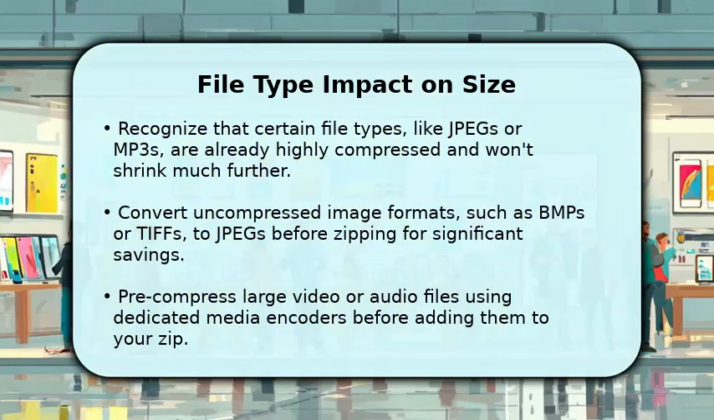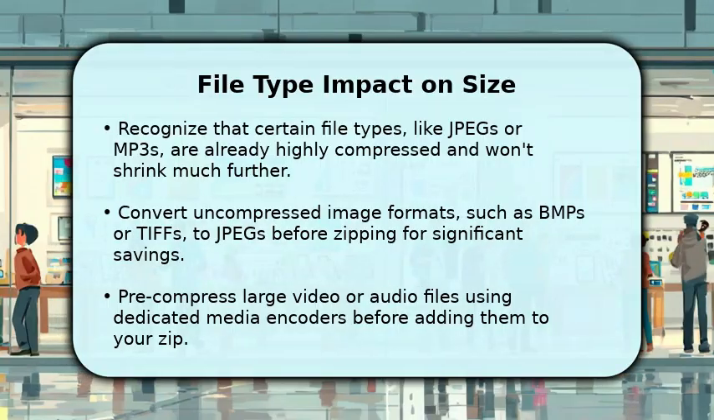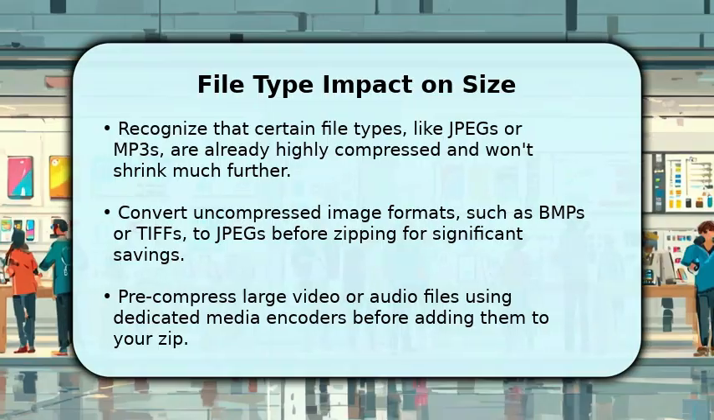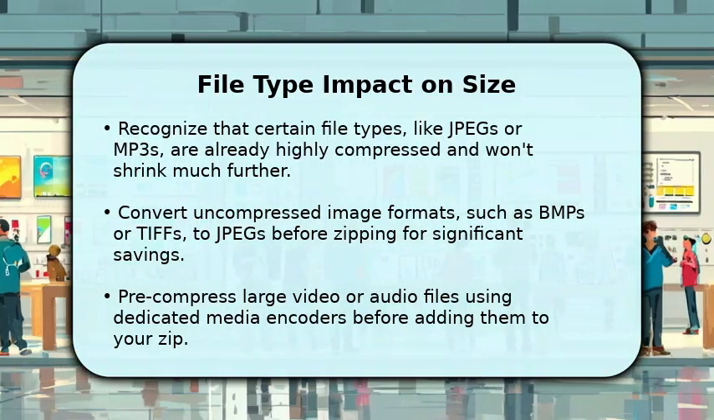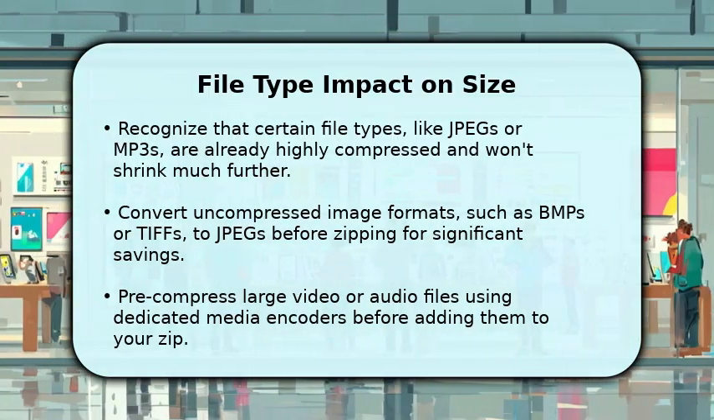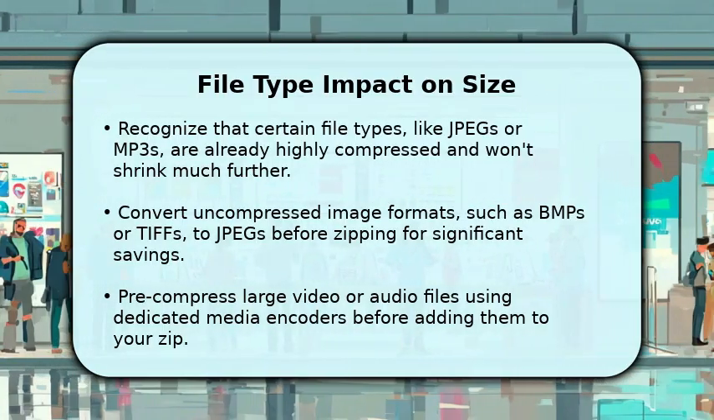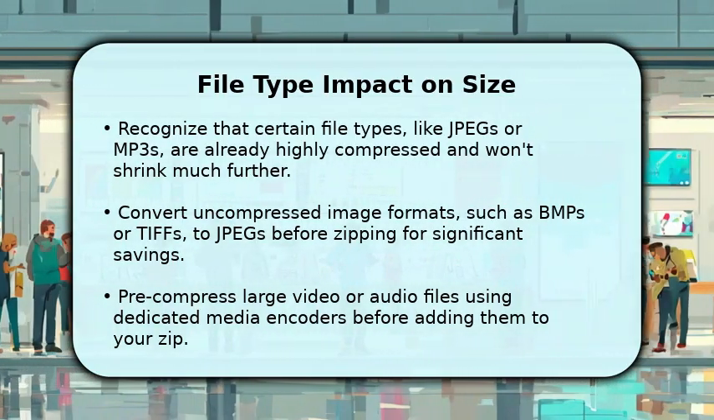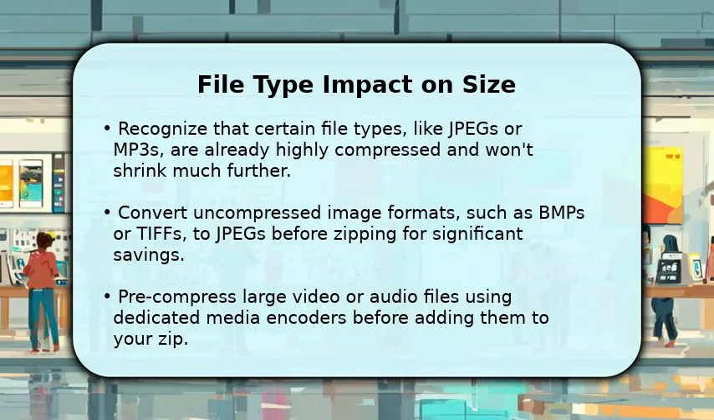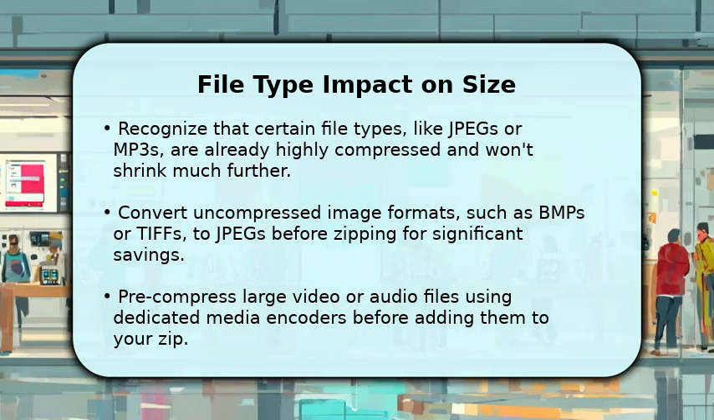Finally, the type of files you're zipping plays a huge role. Files like JPEGs, MP3s, and MP4s are often already highly compressed, so zipping them won't yield much further reduction, perhaps only a few percent. However, uncompressed formats like BMP images or WAV audio files can shrink dramatically. Convert these to more efficient formats, such as a JPEG or a smaller MP3, before zipping. This pre-compression step can reduce the original file size by up to 80%, leading to a much smaller final zip.